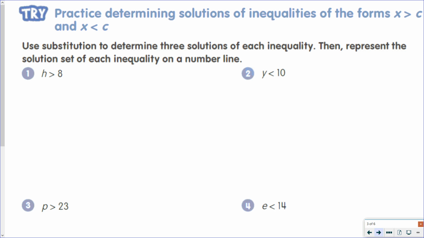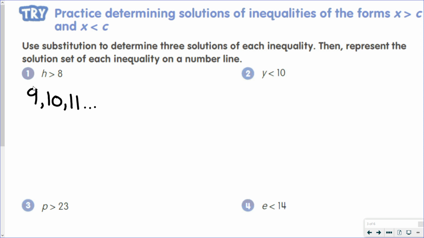So we're going to use substitution to determine 3 solutions of each inequality, then represent the solution set of each inequality on a number line. So for number 1, h is greater than 8. A possible solution would be 9, 10, 11, and on up. And you could even use decimals here. As long as it's 8.1 or 8.01, things like that, you can use that as well. But usually it is safer just to use our whole numbers, or our integers.